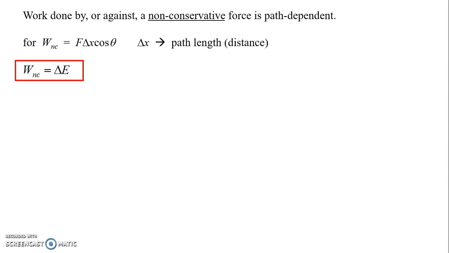When non-conservative forces do work, the energy of the system does change. And of course, this is a big difference between this and conservative forces. When only conservative forces do work on the system, then we have conservation of energy. So now we're looking at all the other forces doing work on the system. And when that happens, the system energy will change. There will be a delta E here, where we are defining WNC as work done by a non-conservative force.